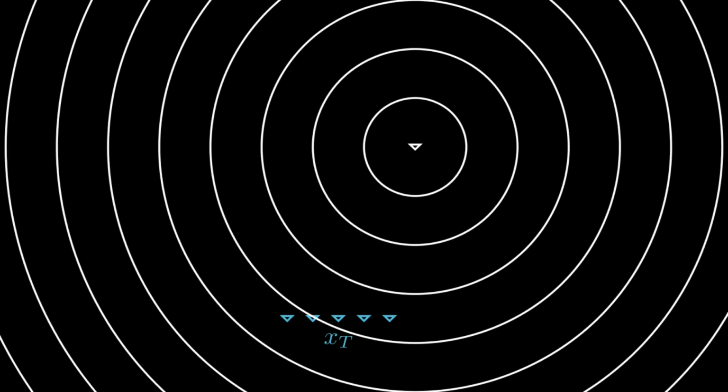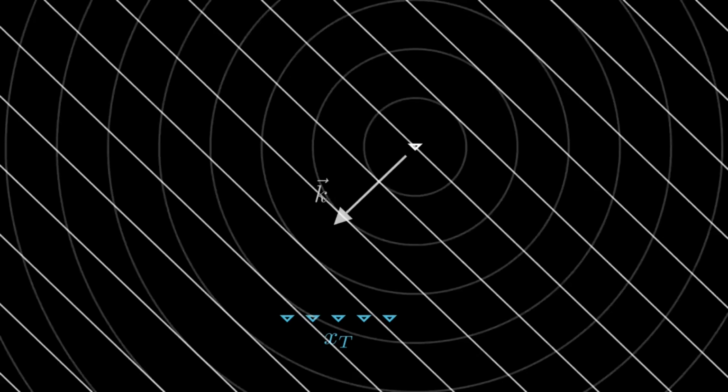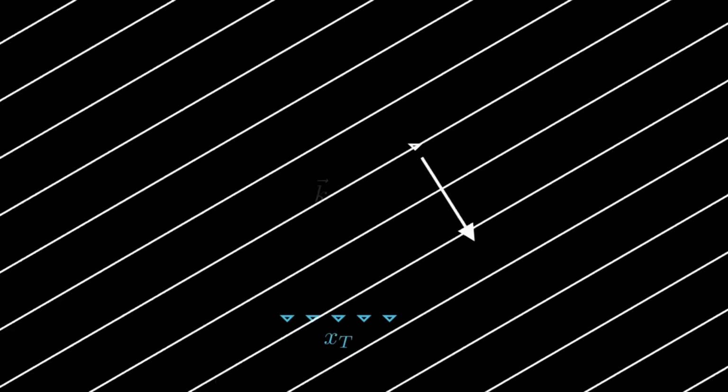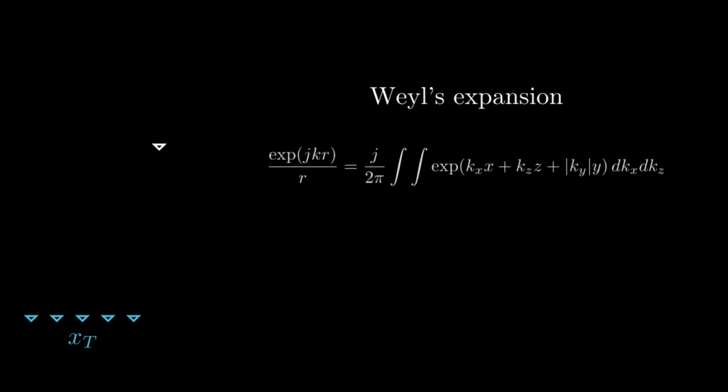The key here is to consider that the isotropic antenna is radiating spherical waves that can be decomposed into a sum of plane waves in the context of the range migration algorithm. At a given frequency, the rigorous development is given by Weyl's expansion, where our Green's function is decomposed into a sum of plane waves defined by their k-vector components. And we will see that the k-vector projection along the optical axis will play a critical role in this technique.